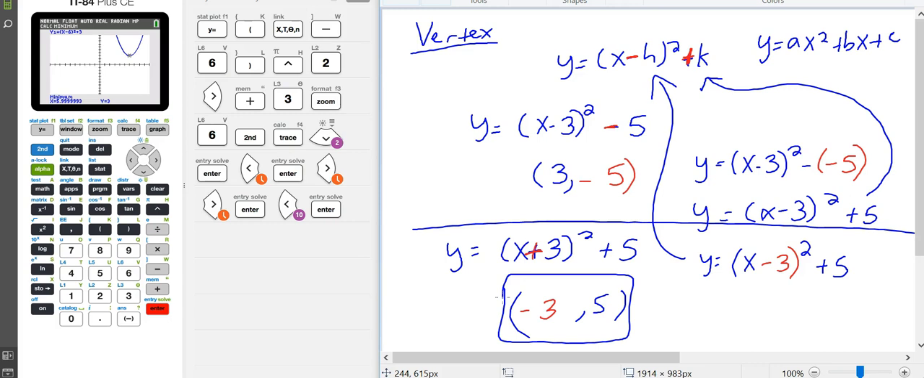So just in summary, your equation should always be in the form y is equal to (x minus h) squared plus k. If instead of having minus h, you have a plus h, you have to switch the sign when you're rewriting your coordinates. If instead of having a plus k, you have a minus k, you have to switch the sign of the k.